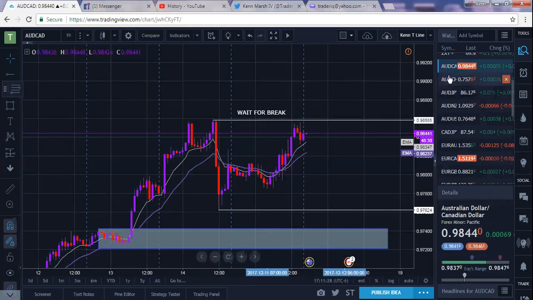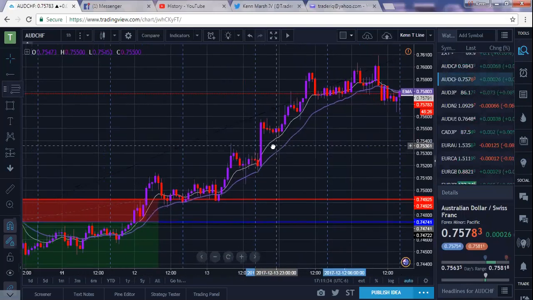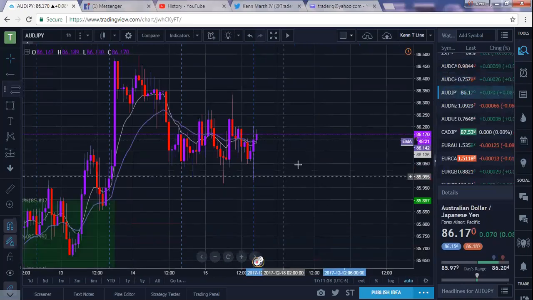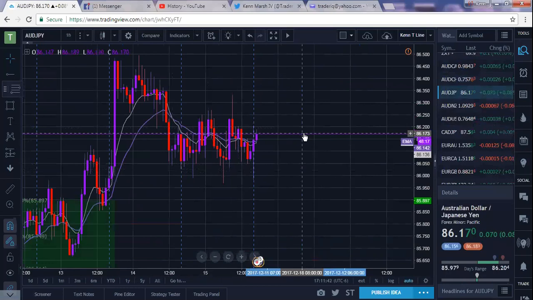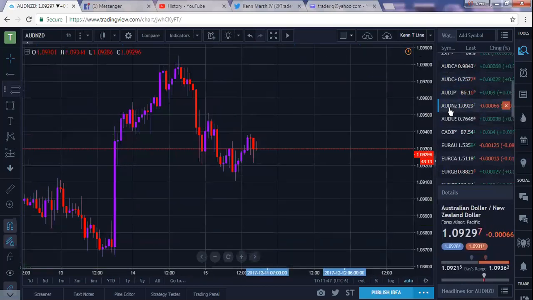So let's go to the next pair. I don't think I have anything really going on there. That's just some old stuff. AUDJPY. Nothing really there for me. As you can see, it's sideways, and both these two markets are pretty strong right now, so there's not going to be a lot of movement.